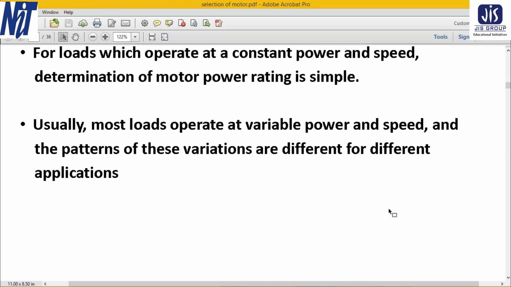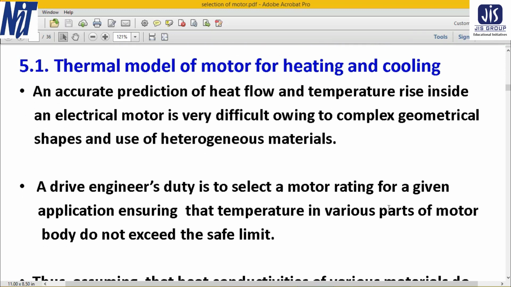Now, the thermal model. If different applications have different patterns, what is my objective? My objective is to obtain a standard thermal model for the machine, which can be used to calculate the motor rating for various classes of motor duty. And the various classes of motor duty we covered in lecture number 2: short time duty, intermittent duty, continuous duty, all these things.